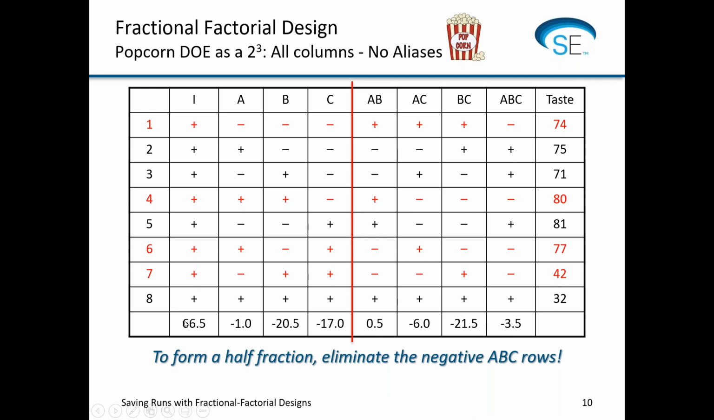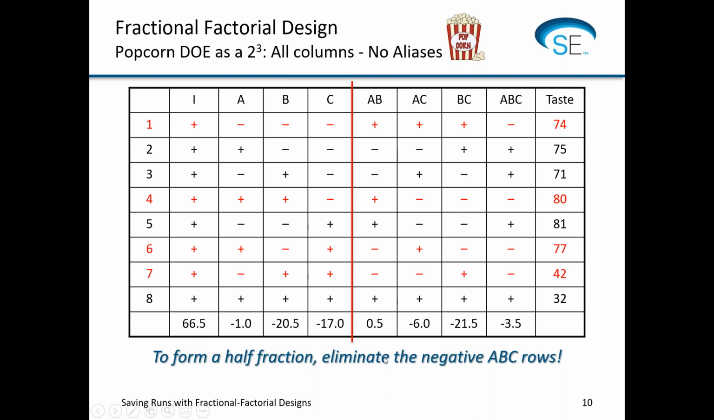You'll notice we've added 1 more column here. This is the I column, and it's a column of all pluses. This represents the overall average. The more statistical term for this column is the identity column, or it could be an intercept, but identity is the statistical word for it. Looking through these columns, you can see that even the interaction columns are all unique. They all have a unique pattern, and so they're going to have unique calculations of the effect, and the I column is the overall average.